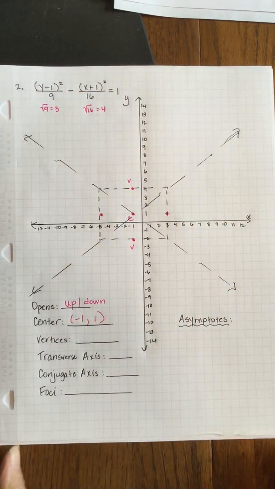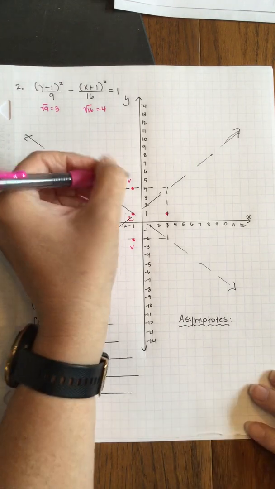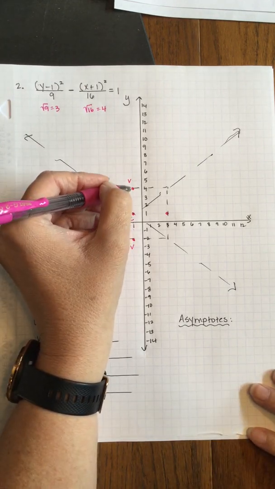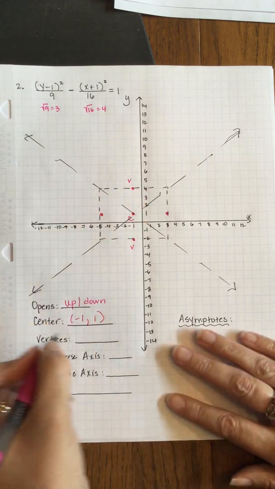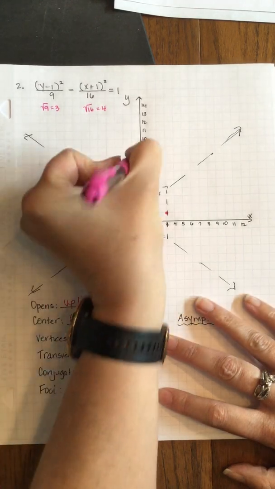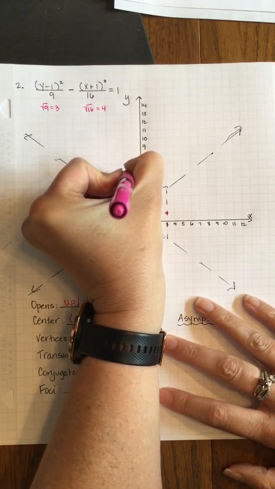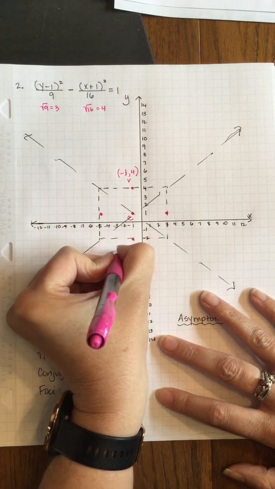Okay, so let's go after those vertices. So the vertices, let's look at this point. So we have -1, 4. So -1, 4 is going to be one of my vertices. This is -1, 4. And then this vertex is going to be -1, -2.